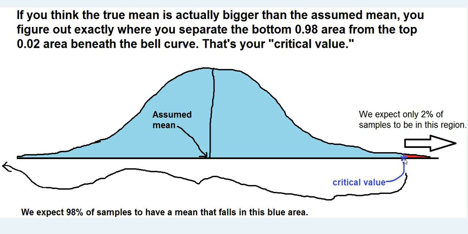It's here in a blue asterisk. And at this cutoff point, 98% of all the sample means that you would get, 98% of all the samples you take, and if you calculate the mean, you would expect 98% of them to fall in this blue area. You would only expect 2% of samples to fall in this red area.